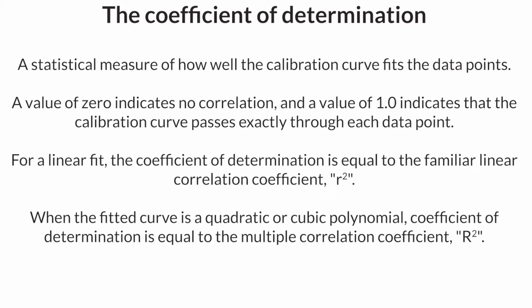For a linear fit, the coefficient of determination is equal to the familiar linear correlation coefficient, r squared. When the fitted curve is a quadratic or cubic polynomial, the coefficient of determination is equal to the multiple correlation coefficient, R squared. The concept behind these measures is the same. Coefficients of determination are commonly provided either as the value itself, or as the square. In all cases, ChromPerfect provides the square.